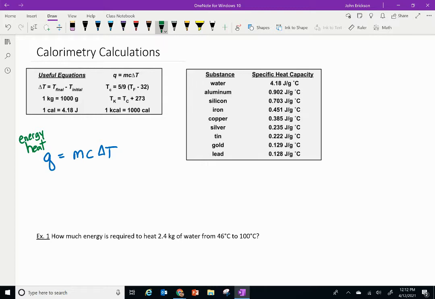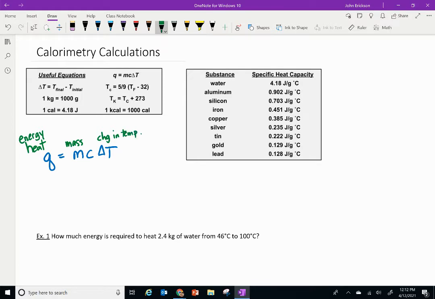Recall also that we've talked about heat being measured in calories, and there's a useful conversion that lets us convert from calories to joules. The M in this equation stands for mass measured in grams. The delta T, so that triangle and the T together, mean the change in temperature.